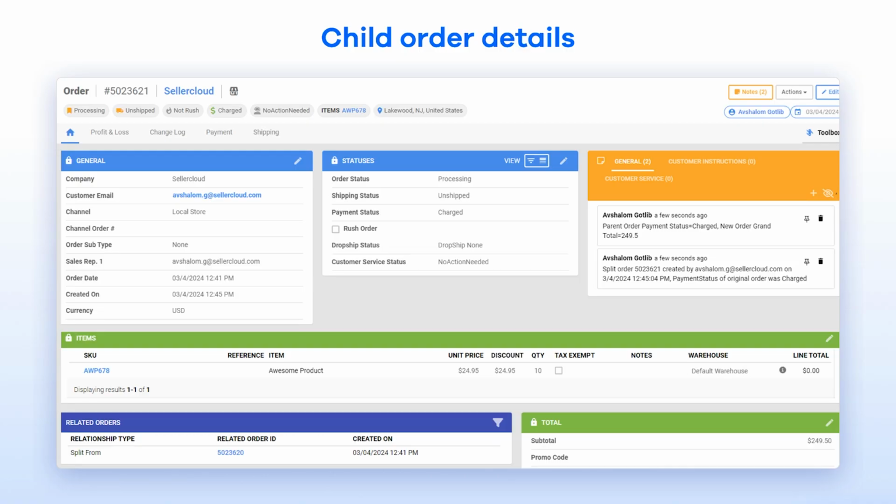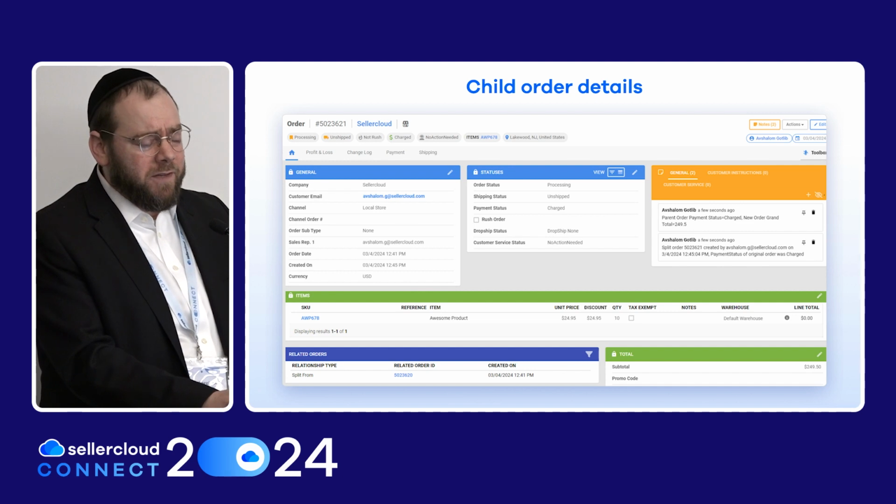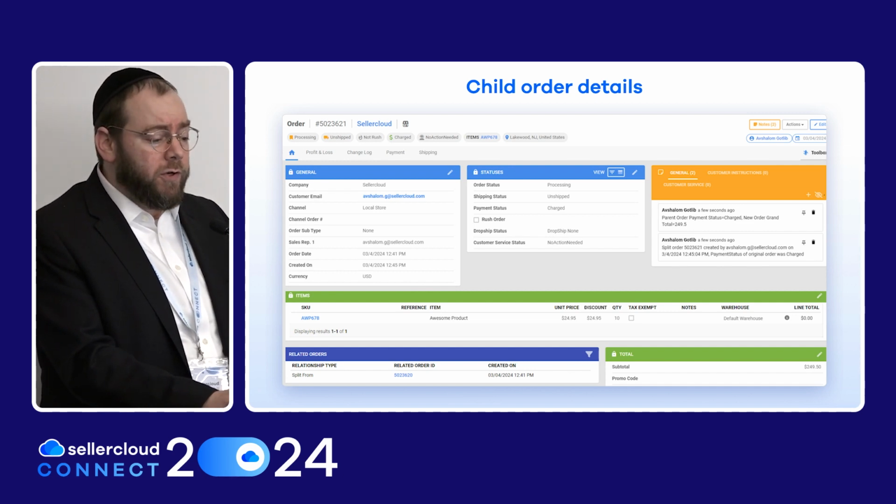The child order, on the other side of the coin, will have no payment on it. At least that's how it was for a while. That causes a number of issues. One is, one of the restrictions in Sellercloud is that an order in general can't be shipped unless it's paid. How is that child order going to be shipped if it has no payment?